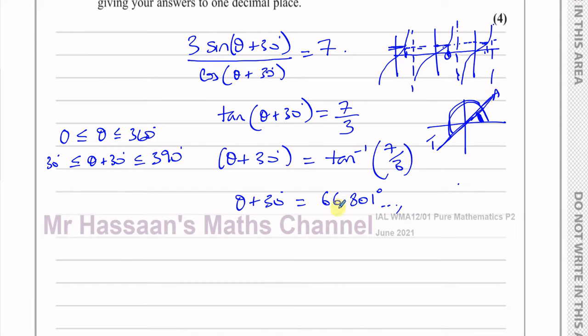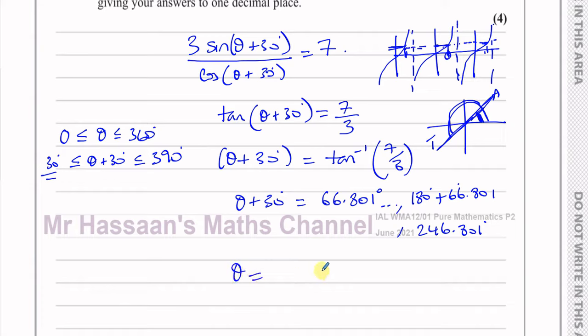Now, if I take away 180 from 66.8, of course, I'm going to be out of our range. If I add 180 to 66.801, that gives me 246.801. If I add another 180 to this, that's going to be outside of my range, because 240 plus 180 is more than 390. It's going to be 400 and something. So it's outside of the range if I add another 180, and it's outside of the range if I take away 180 from this angle. So these are the two angles that I need.